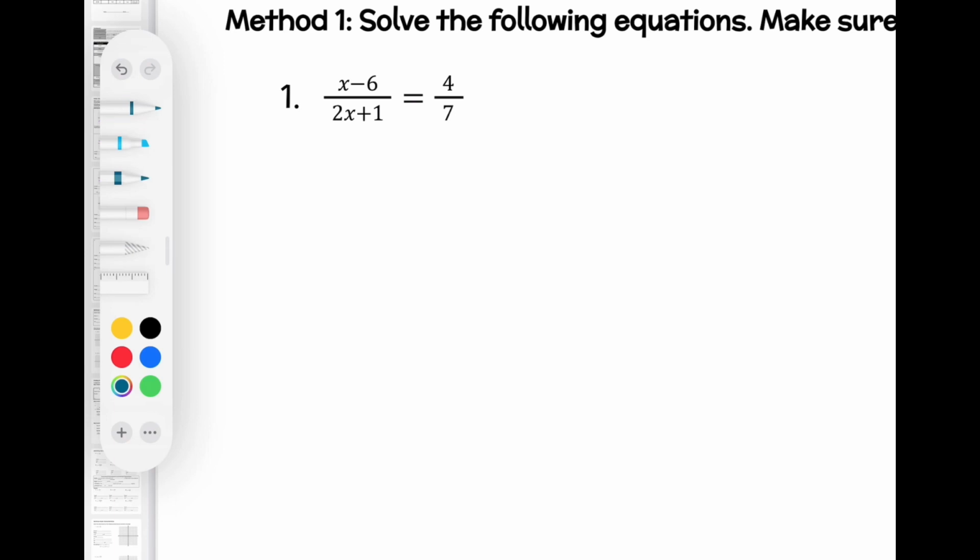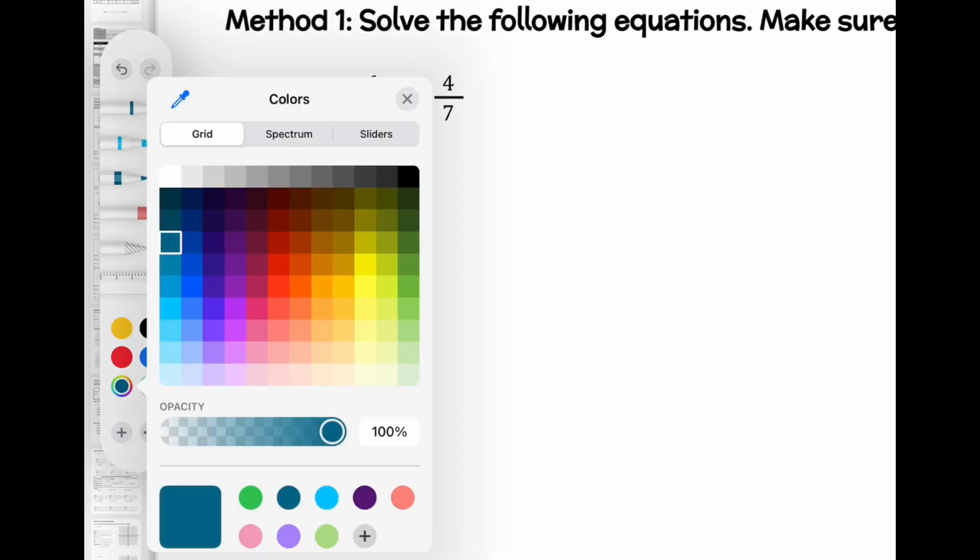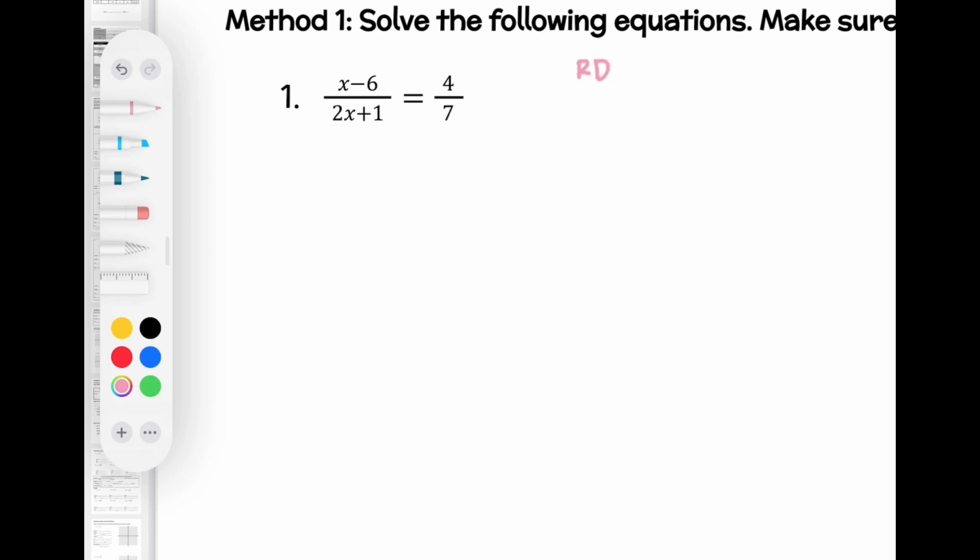If we look at number 1, our first method, we're just going to use cross multiplication. This happens when we have two fractions set equal to each other. The first thing I'm going to do is figure out what the restricted domain is. I'll write my RD over here. We're looking for what number is going to make a denominator 0. This one doesn't have any x in the denominator, so there's not going to be any restricted domain for that fraction. But if we look here, there is an x, so there's something that will make it equal to 0.